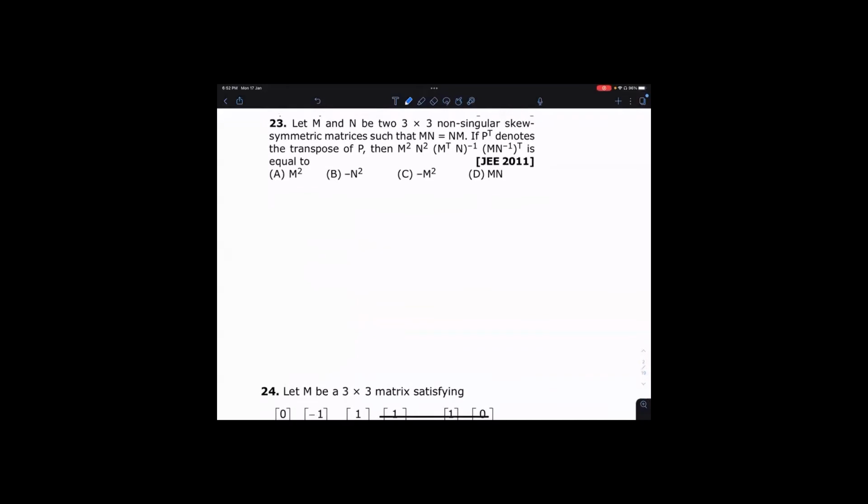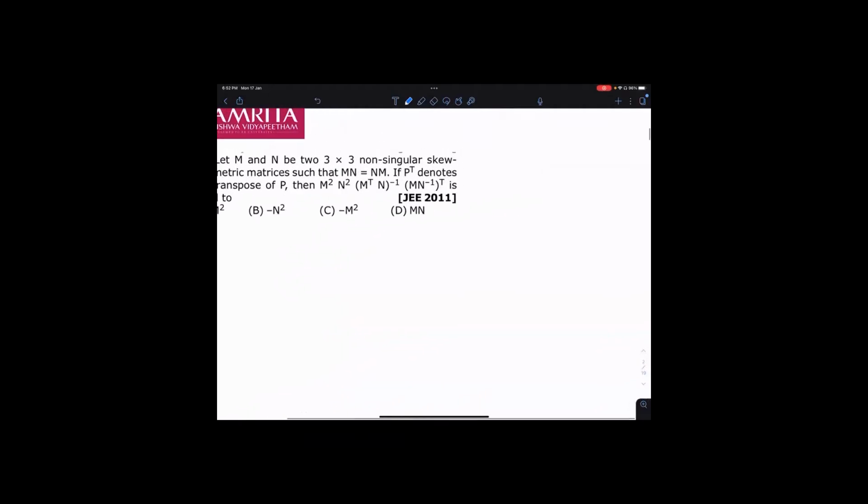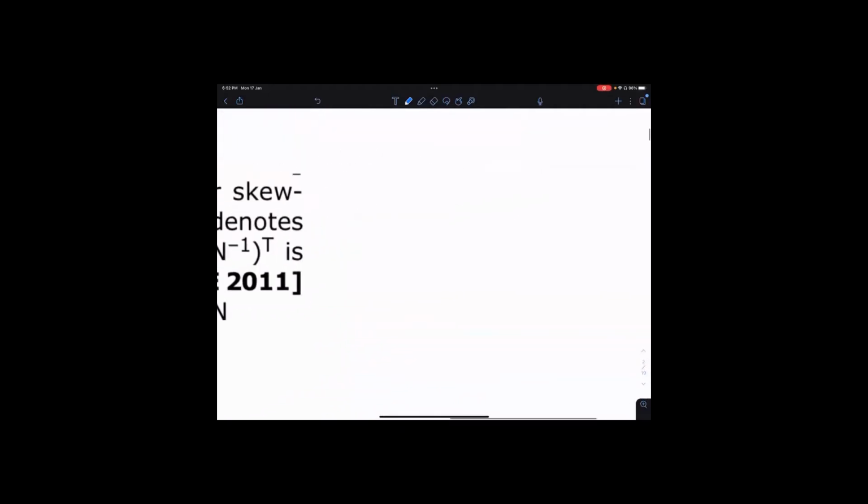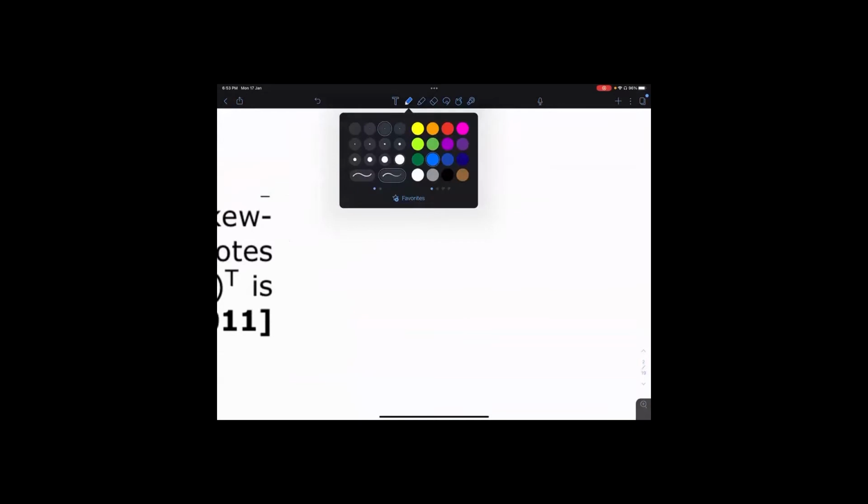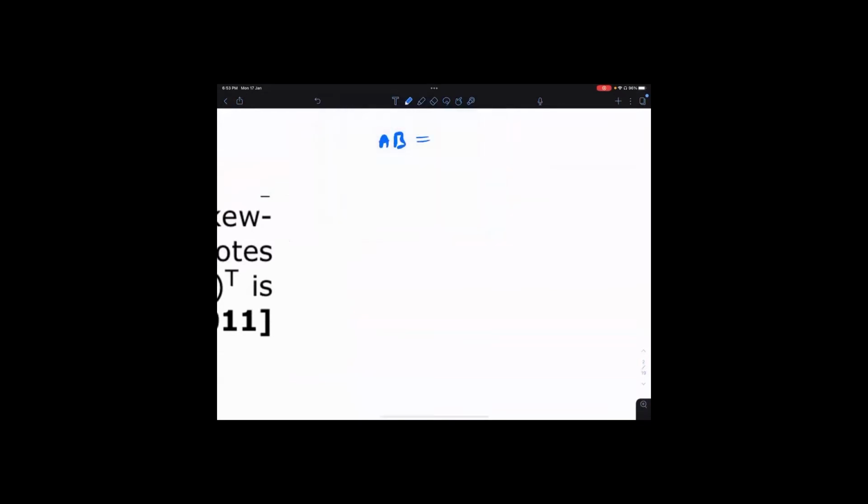Now coming to this question, this is a JEE question. But the fundamental which is required for this question is very simple. In matrices, we all know that AB need not be equal to BA, that is in general. So for example, if they give A plus B whole square, what will it be? It is A plus B into A plus B, correct?